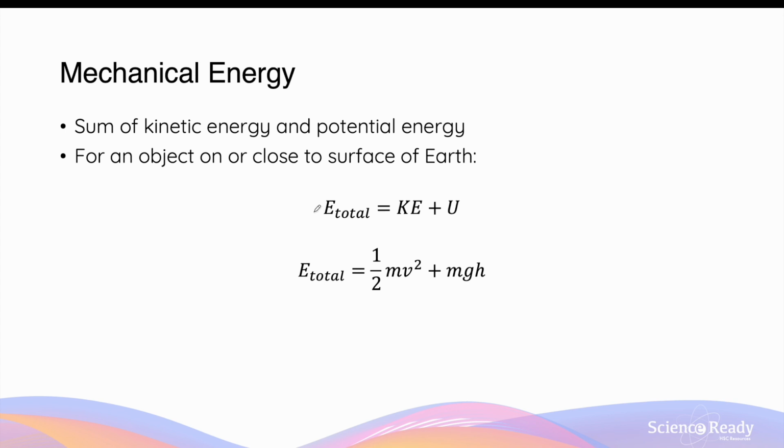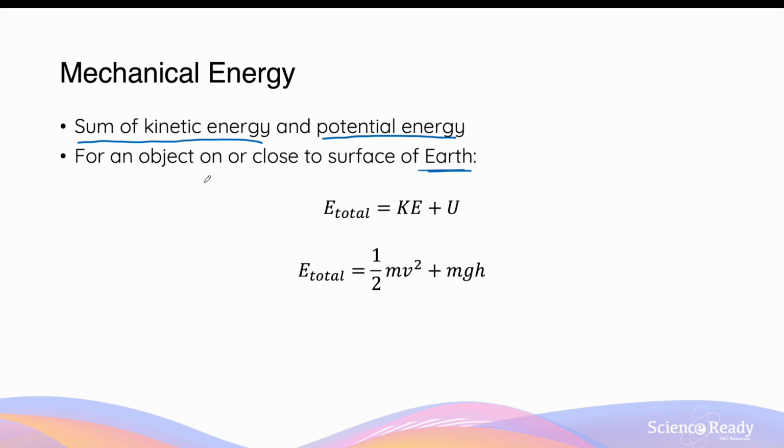Now, in physics, you'll come across this common term called mechanical energy. Mechanical energy is the sum of kinetic energy and potential energy. And remember that potential energy can refer to different types, which includes gravitational potential energy. Most commonly, mechanical energy refers to kinetic energy and gravitational potential energy because most objects will be found in a gravitational field, like that of Earth.